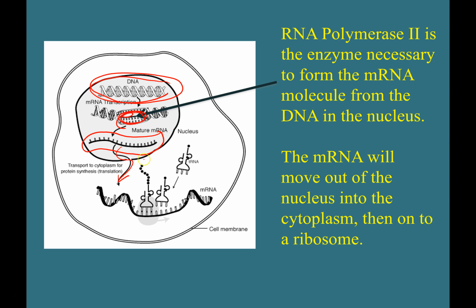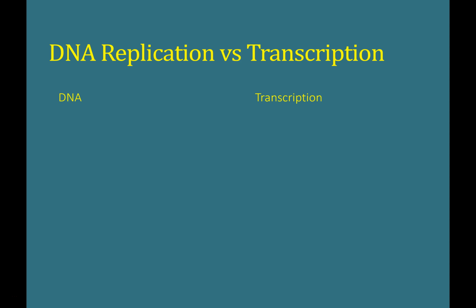But ultimately, your goal is to form this molecule right there, which is a series of amino acids known as a polypeptide chain. All of this building takes place at this gray organelle known as a ribosome. And again, we talked about that a lot last week when you were in class.